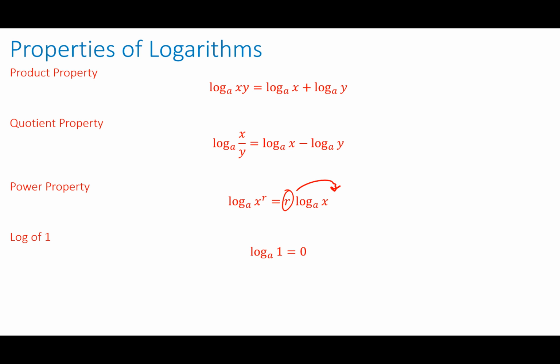Log base a of 1 equals 0, which makes sense because we think of this in exponential form. This is saying a to the 0 equals 1. Anything raised to the 0 power is 1. Log base a of a equals 1. Again, that makes sense because it's saying a to the first equals a, which is true.